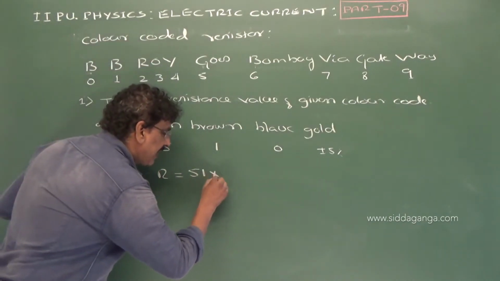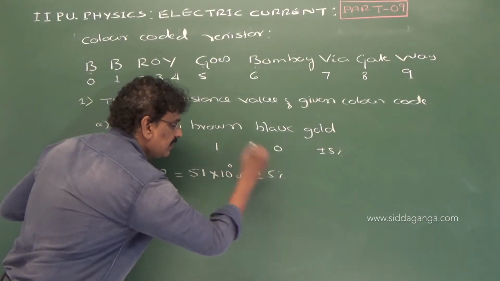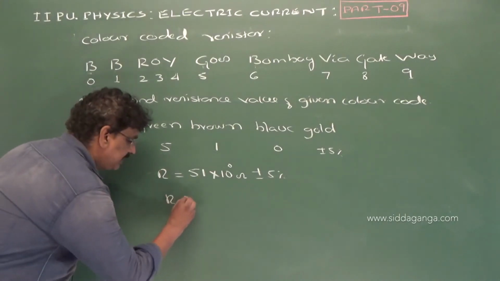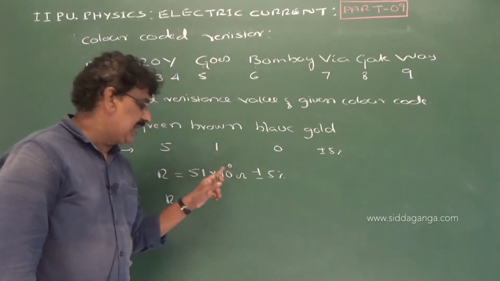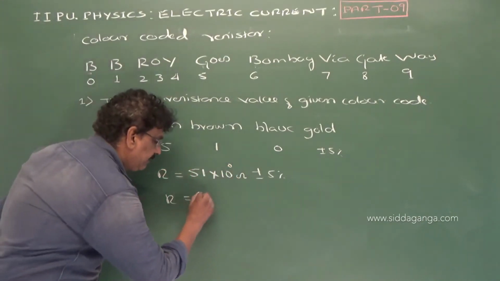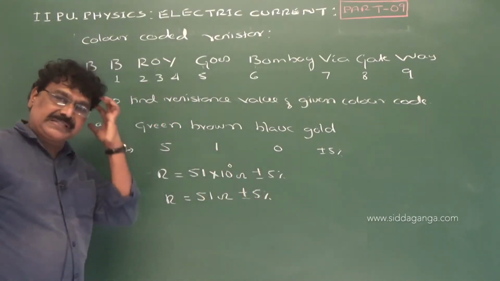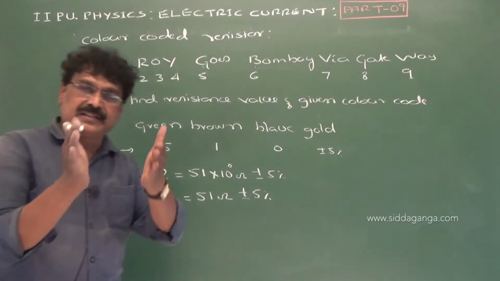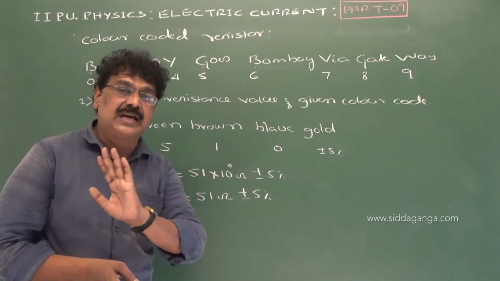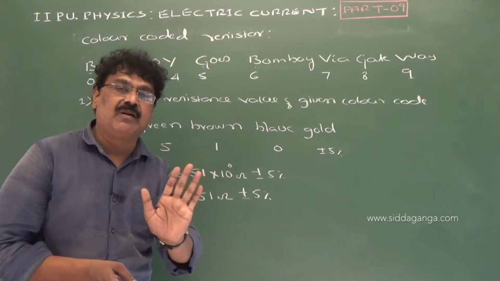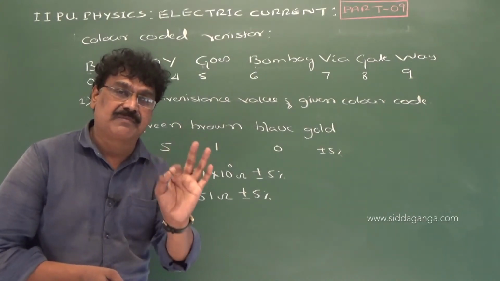Or multiplication factor 10 raised to the power of 0 ohm plus or minus 5%, right? Or R is equal to this 10 raised to the power of 0 is 1. 1 into 51, it is 51 ohm plus or minus 5%, right? Is that clear? If the third band comes out to be black, that means there are no zeros to be followed after 2 digits, or multiplication factor is 10 raised to the power of 0, that is 1.